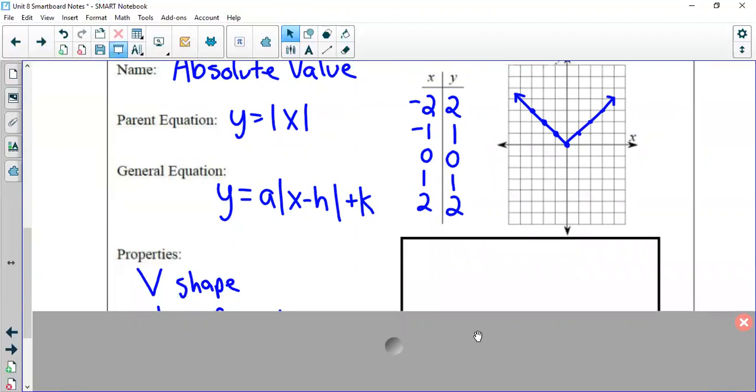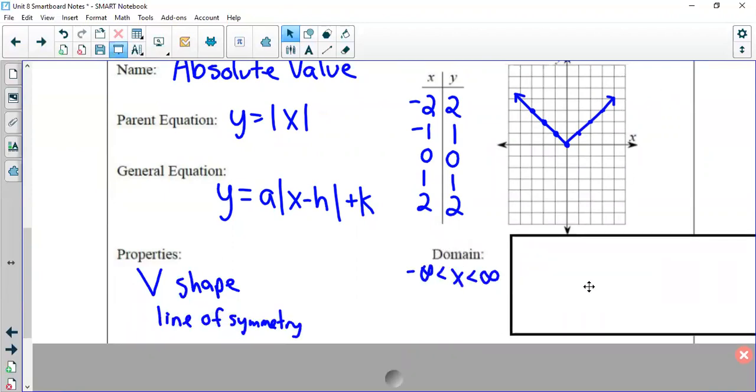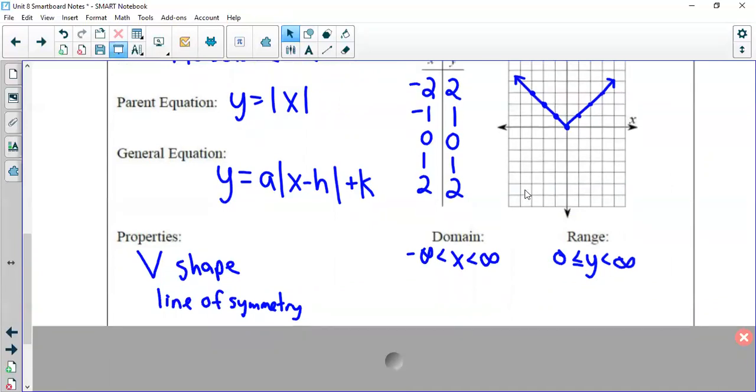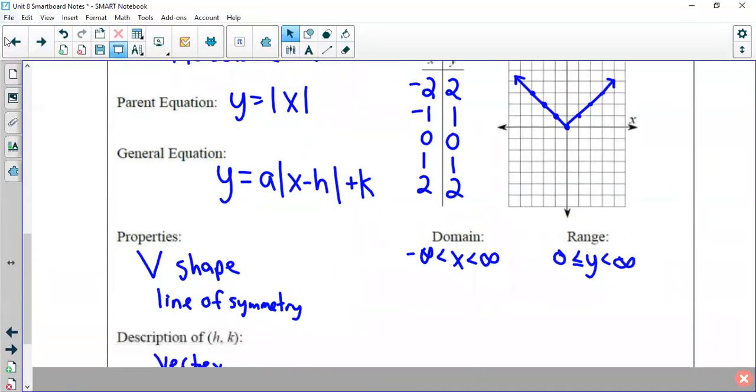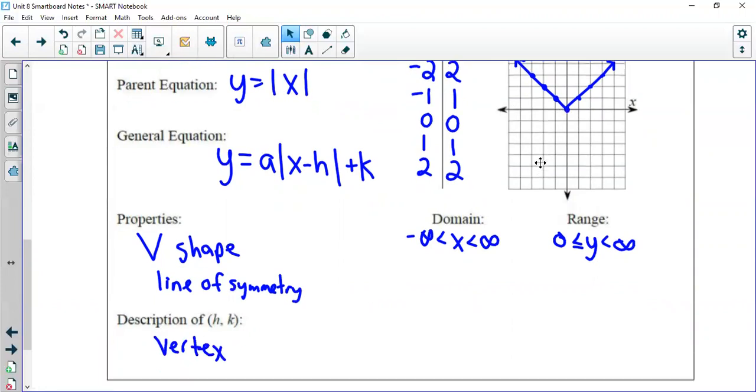All right, properties, it's a V shape, and there is a line of symmetry with it as well. If we look at our domain and range, it does go left forever and right forever. So negative infinity is less than x, which is less than infinity. And our range, it goes down and touches 0. So we'd say 0 is less than or equal to y, which is less than infinity. And our special HK point in this case, there is no HK in our parent graph, so that means it's at 0, 0 again, and that is a low point. So by definition, it is a vertex.